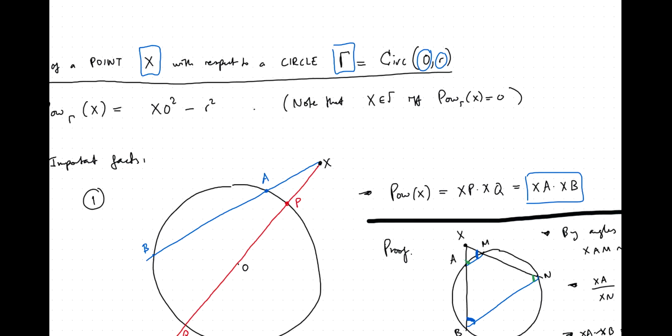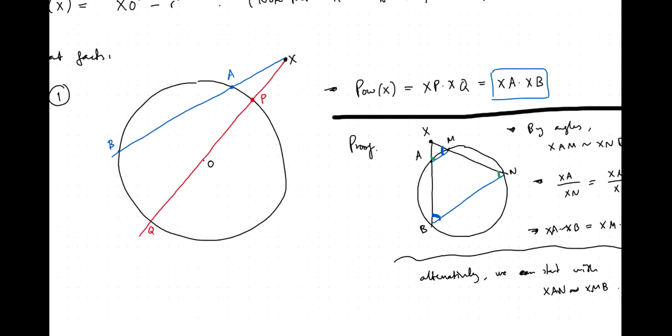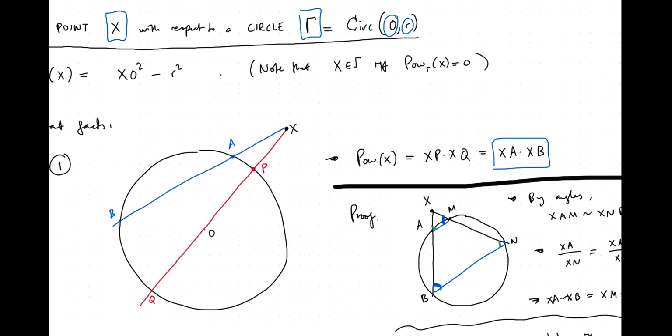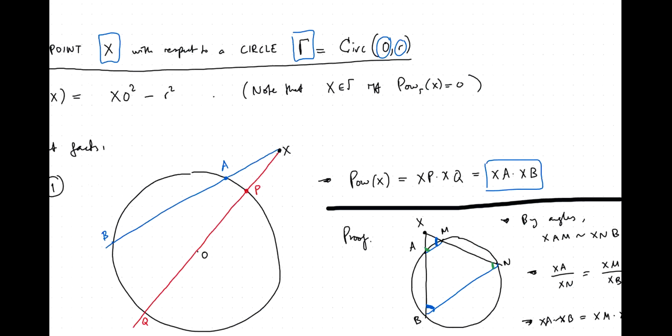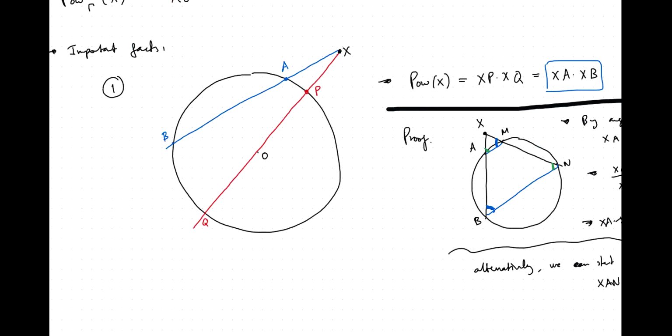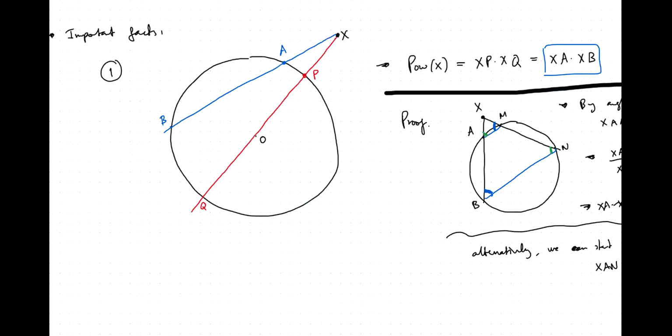But this doesn't matter. As I said, inequalities don't really matter for the statements. But this fact is generally true. When you draw any line through the point x and let it intersect the circle at a and b, xa times xb gives the power.